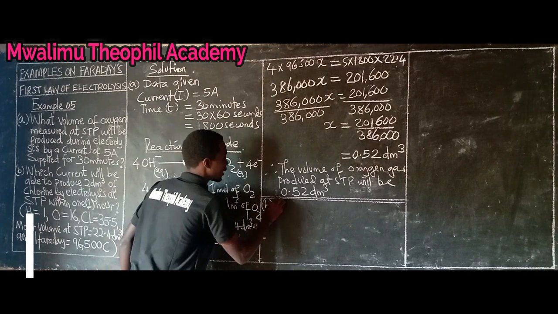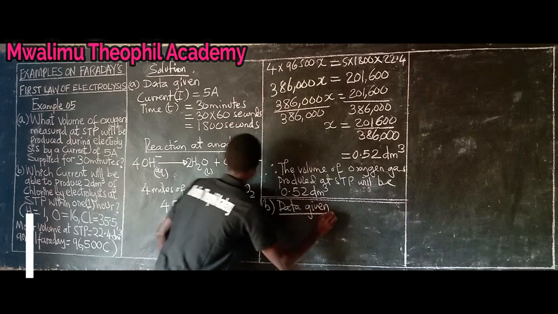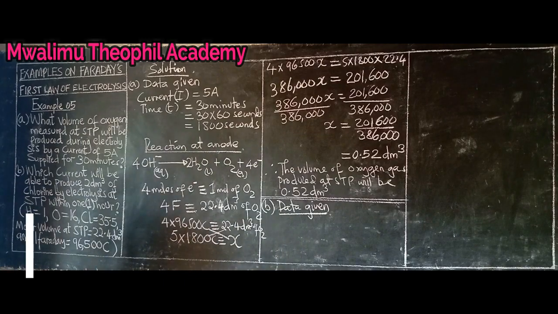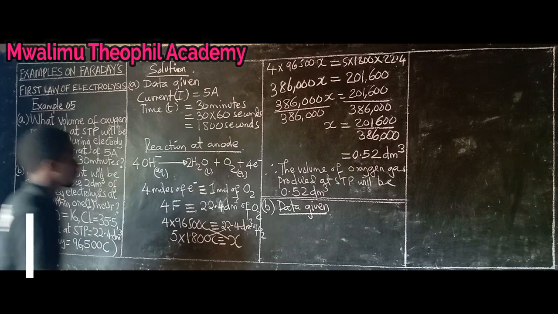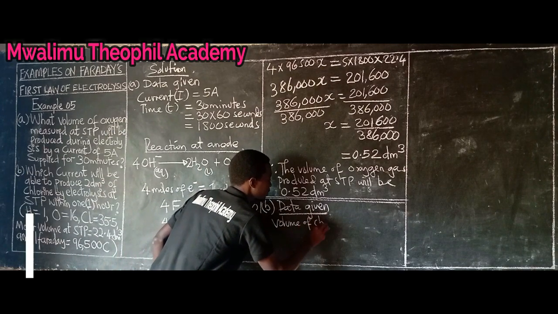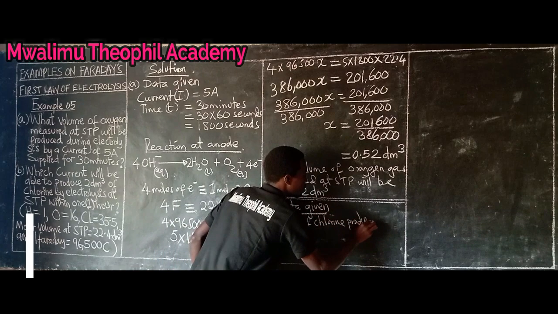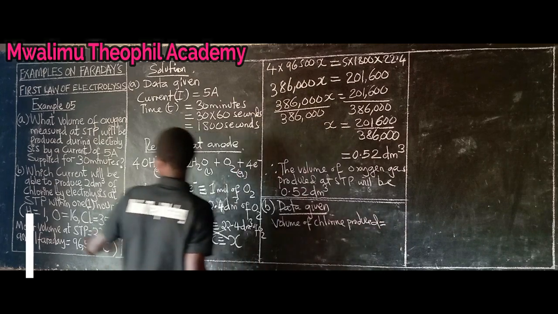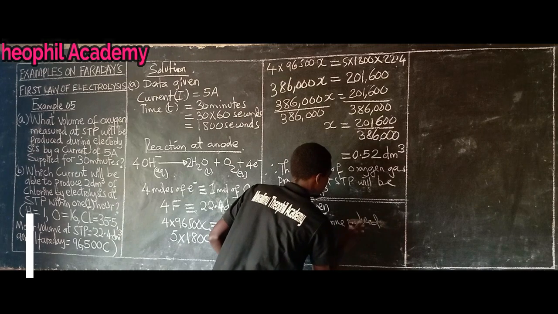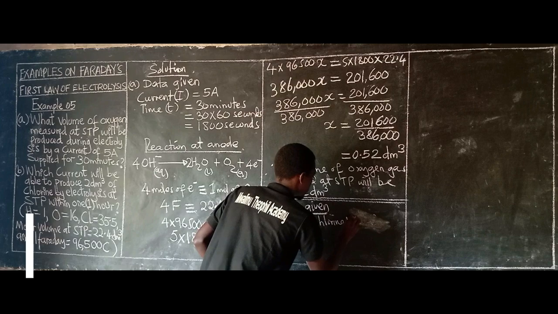Part B, let us analyze the data given for part B. As we see, we have the volume of chlorine produced. Let us say the volume V of chlorine produced.